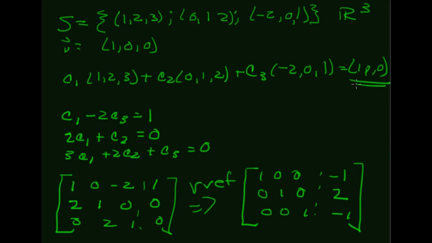So this vector in the standard basis is 1, 0, 0. Using this basis, its coefficients are -1, 2, -1. So it is a different representation under different bases, but that representation is always unique.